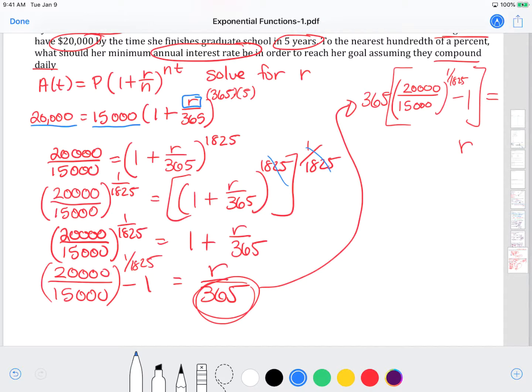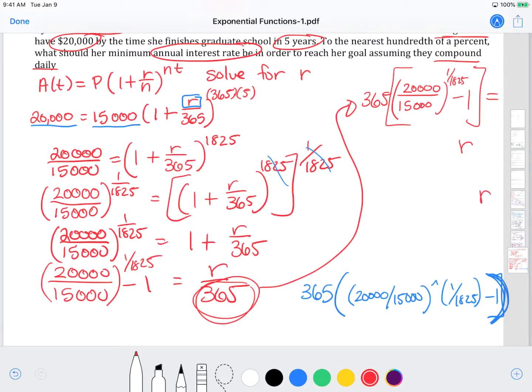So be very careful when you put this in the calculator. You want to put it in as 365 with parentheses, then another set of parentheses for the 20,000 divided by 15,000. Then raise that to the power of 1 over 1825, then minus 1, and close parentheses again. So be careful about how you put it in. That's the only thing that's really tricky with this one, is the rounding, and when you put it in the calculator, it's a little bit messy, so you have to take your time and make sure you put parentheses in the right places so you get the correct answer.